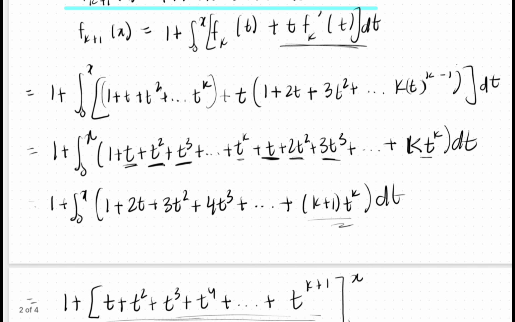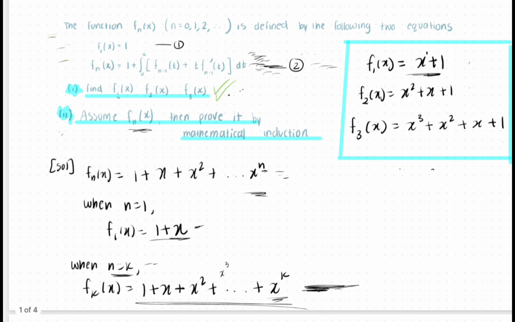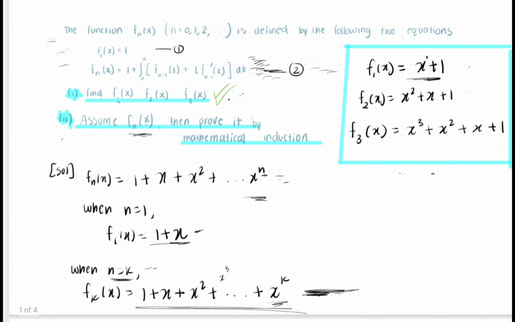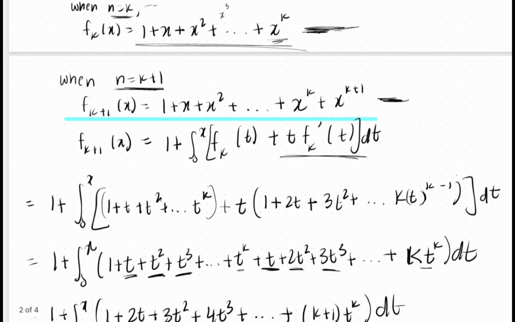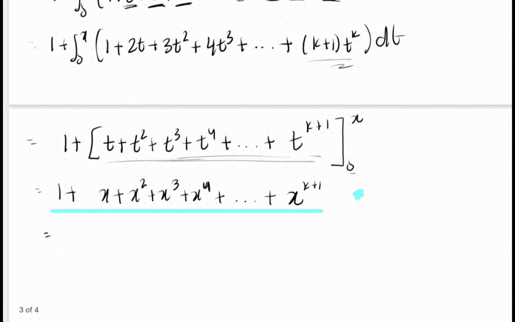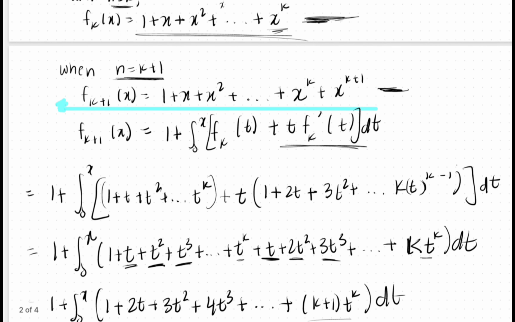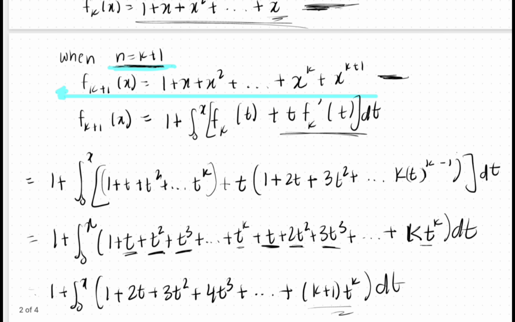Right? So hence we proved that when f_n(x) is true, we proved that it is true by mathematical induction, because we saw that this, which we assumed, and this, which we got when we assumed that n is equal to k plus 1 over here, is in fact true.